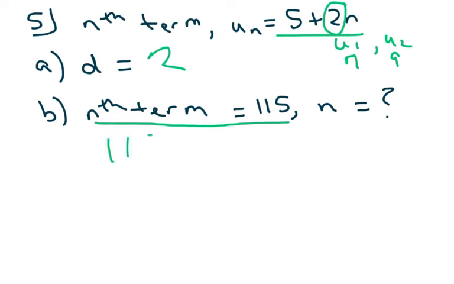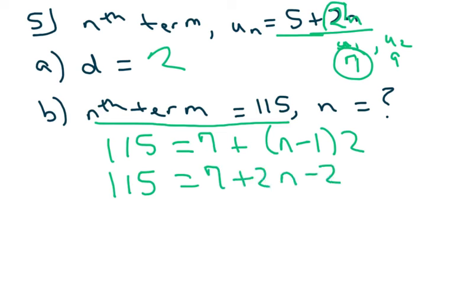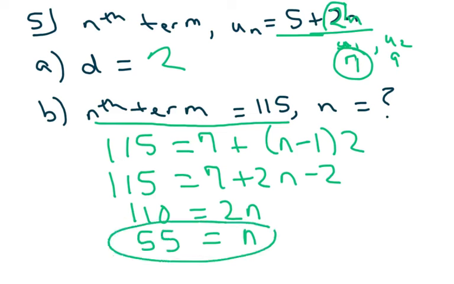My first term is 7, and we're trying to find n, the number of terms. My d is 2. So we get 115 equals 7 plus 2n minus 2, and so that would be 110 equals 2n, and so n equals 55. All right? Do we have to do anything else?